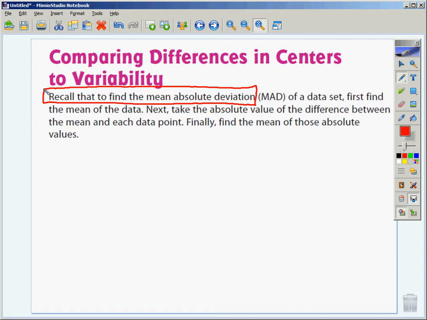Mean absolute deviation is called MAD. Recall to find the mean absolute deviation of a data set. First you find what? The mean of the data. That's the first thing you're going to find, is the mean of the data set.